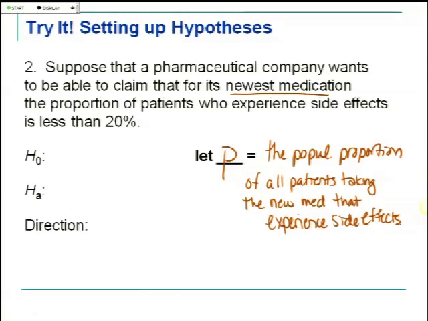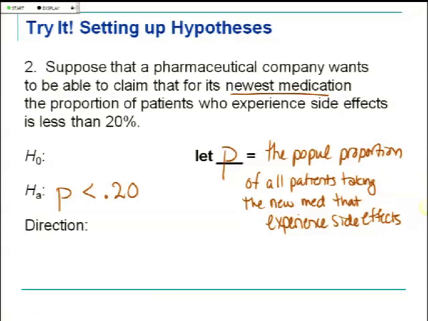The claim is that the rate of side effects should be less than 20%. That's the claim that's being put to the test that goes in HA. How can we write out the status quo?